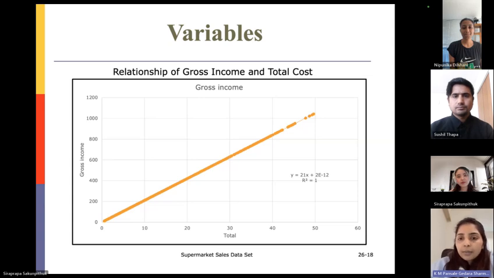Since gross income does not significantly impact the total cost, the supermarket should focus on optimizing profit margins for different product categories. And also, we can focus on product mix strategy. We can adjust the product mix to include more high margin items, which could indirectly enhance gross income. Loyalty programs: here we can consider introducing loyalty programs that reward customers based on gross income contribution rather than just total spendings. Next slide, please.